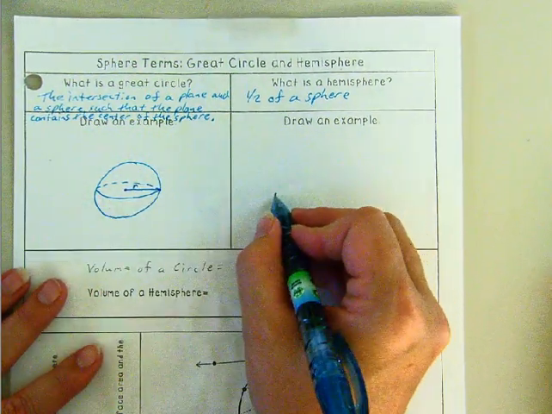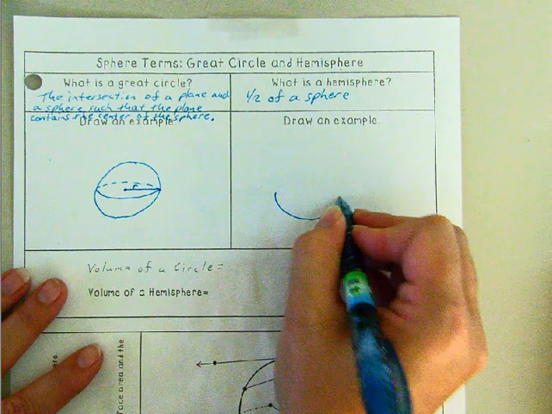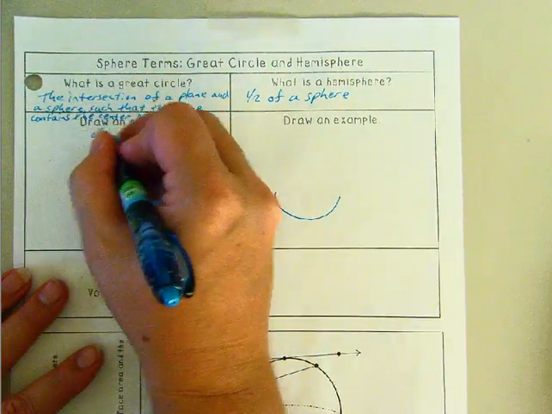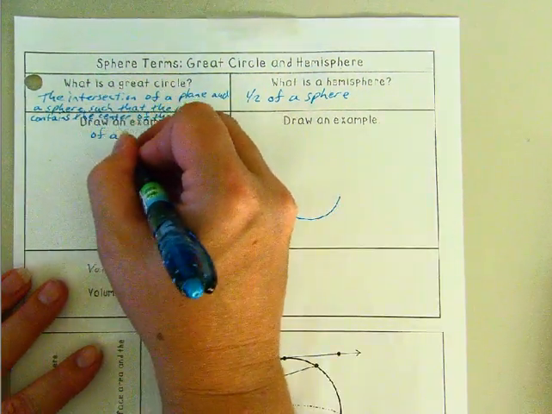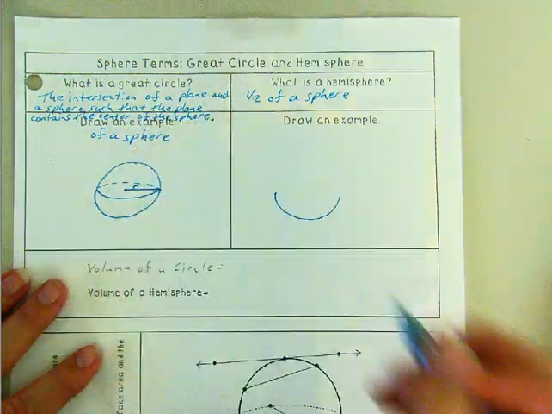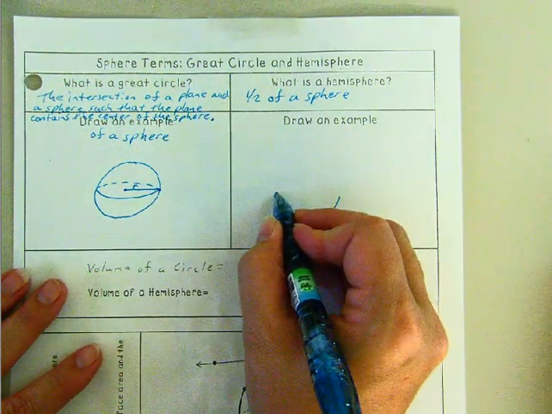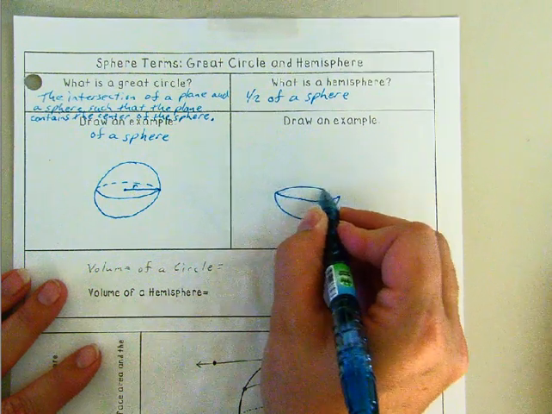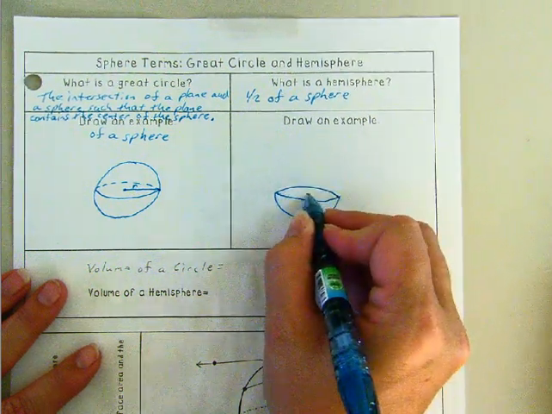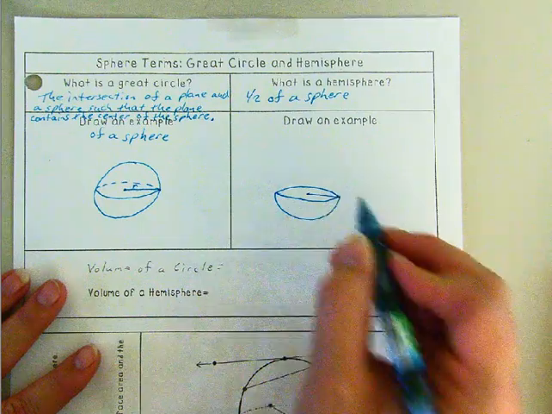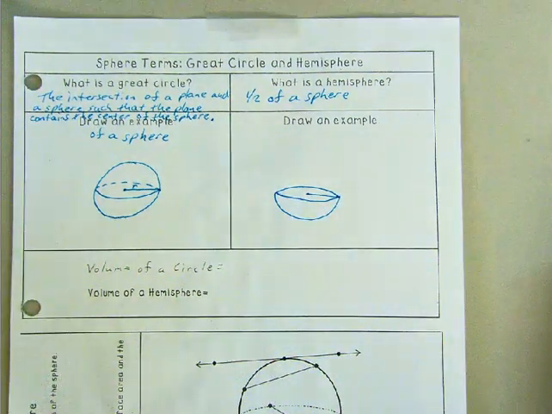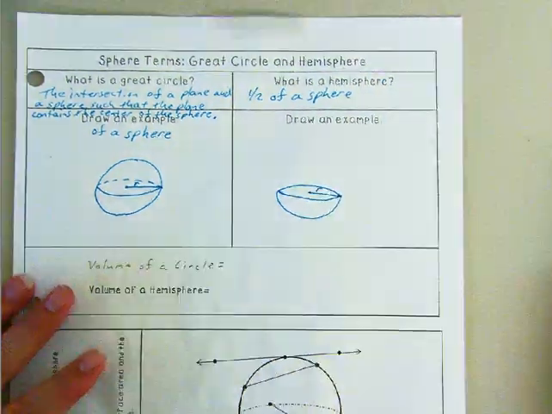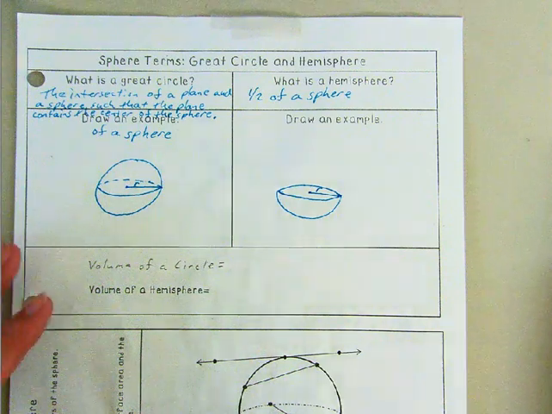So for a hemisphere, it's the same thing, but now we don't need to do the dotted lines for our oval because we could see all of it. It's actually cut in half. Okay, all right, so there's our two pictures.